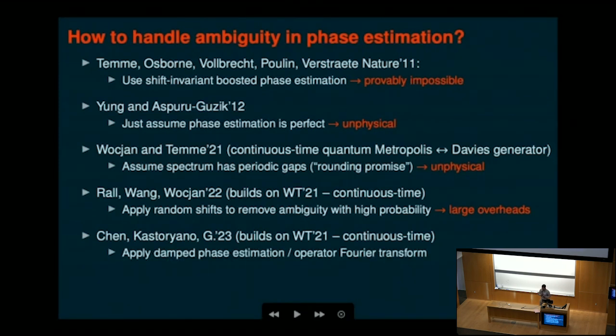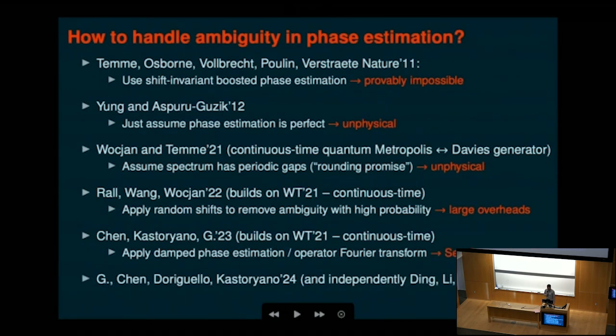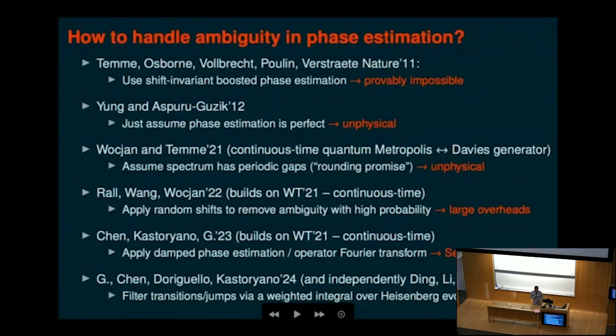And this was to apply some smoothened versions of phase estimation, some damped phase estimation that we called the operator Fourier transform, and Anthony will talk a little bit about it. And what I want to talk about today is a new construction that we recently came up with, and independently a group at Berkeley, three people, Ding, Li, and Lin, also came up with a very similar construction independently. And so this construction says that don't do phase estimation, simply reweigh jumps in a coherent fashion and implement this in a quantum computer as a weighted integral over Heisenberg evolution for not too long times. So this is implementable and also conceptually interesting, a smooth variant of the previous attempts.